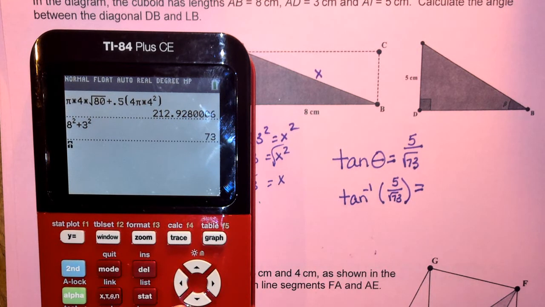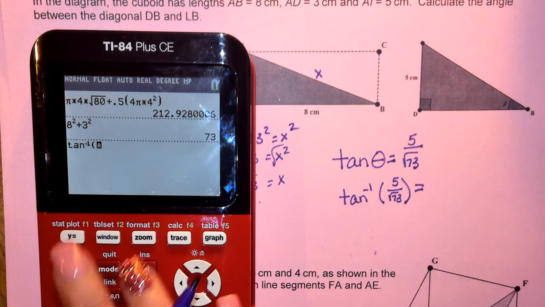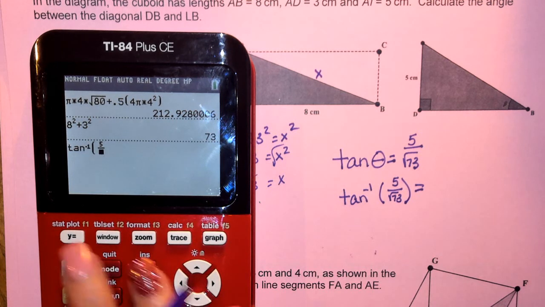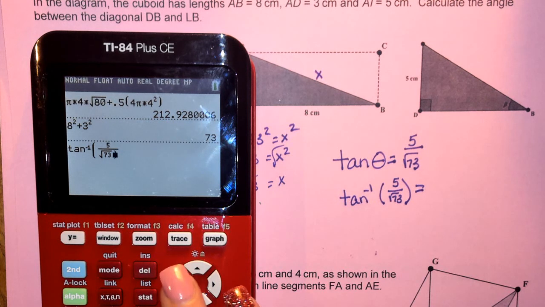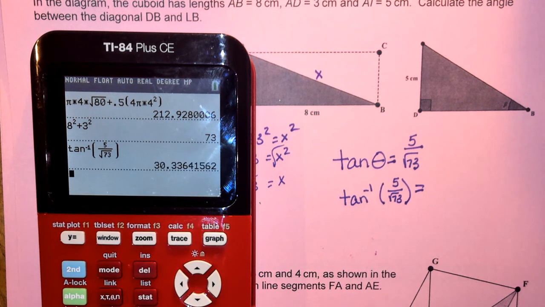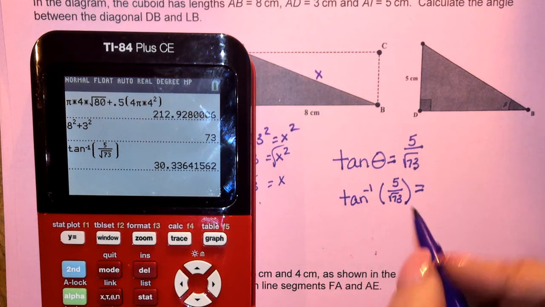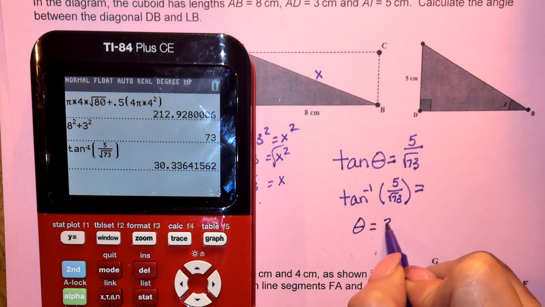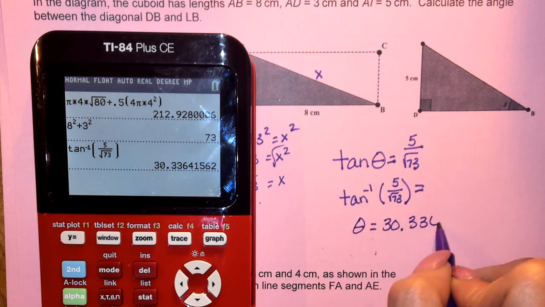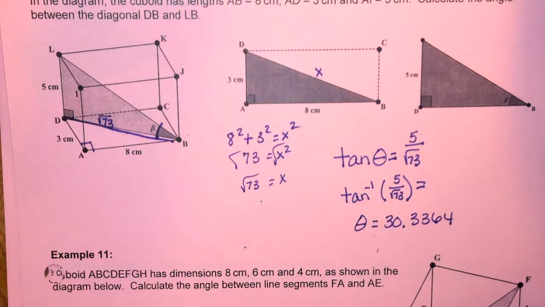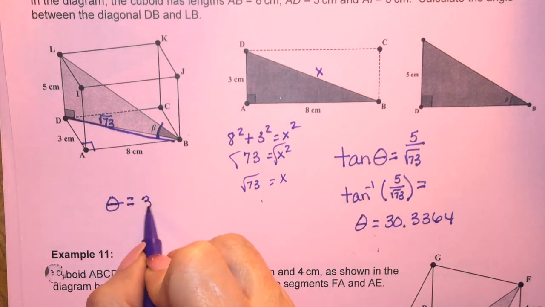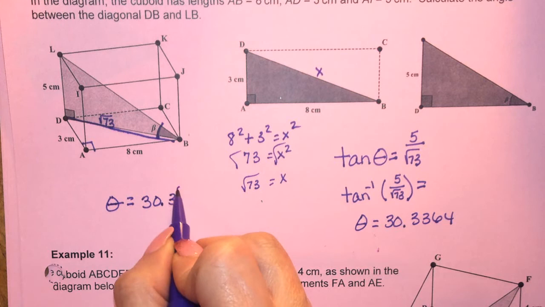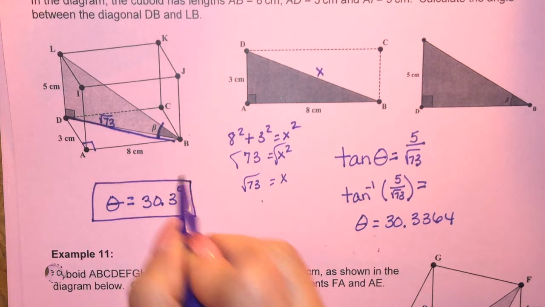So we're going to do the inverse tangent. There it is. 5 on top, square root of 73 on bottom. Oh, nope. Let me delete that, y'all. There we go. There it is. So it's 30.34. So that means that theta would be 30.3364. It doesn't give me a required accuracy, so I'm going to assume it's 3 significant figures. 30.3 degrees.